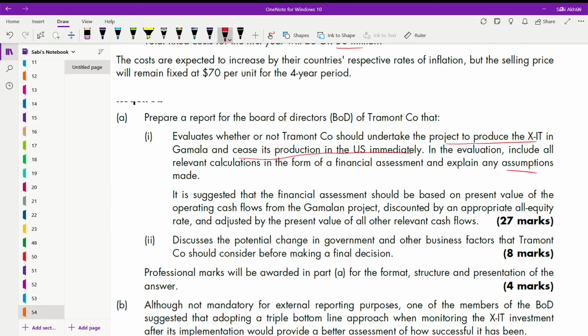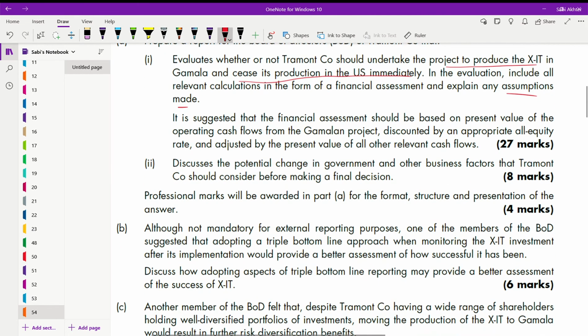Assumptions also you have to talk about, other than financial. Coming to the next one. It is suggested that financial assessment should be based on present value of operating cash flows from the Gamaliel discount when appropriate, all equity rate, and adjusted by present value of other cash flows. Now coming to the second, discuss the potential change in government and other business factors. So this is a theory question.